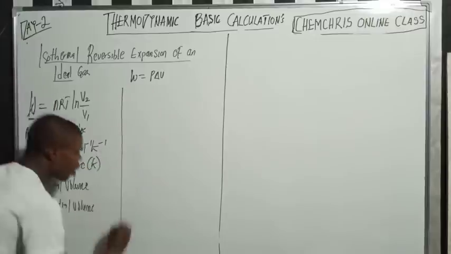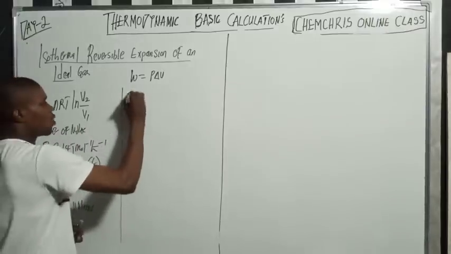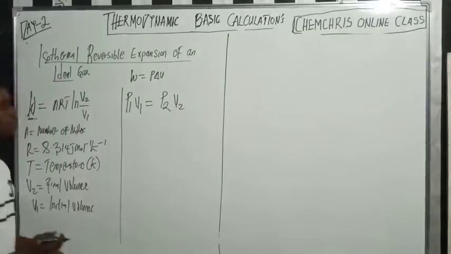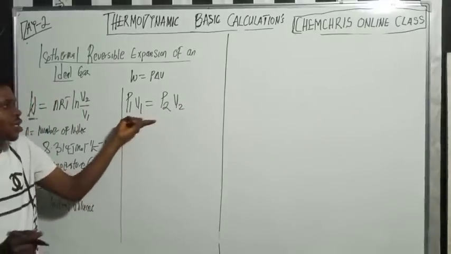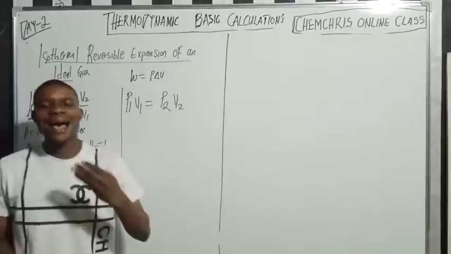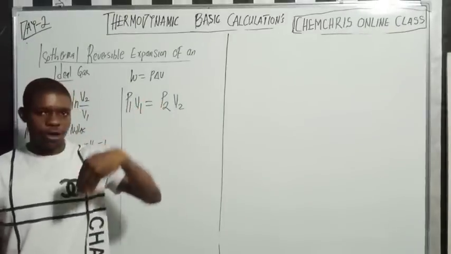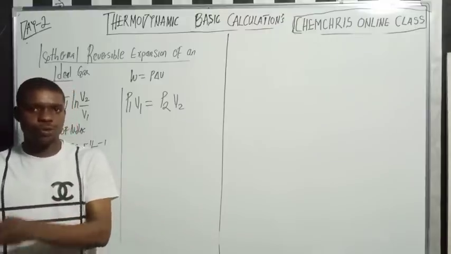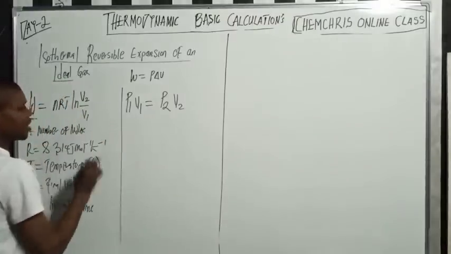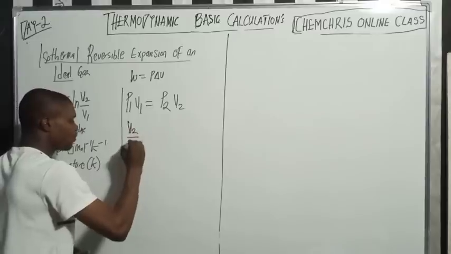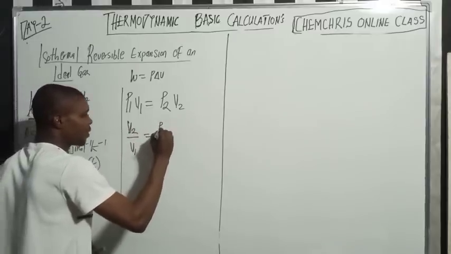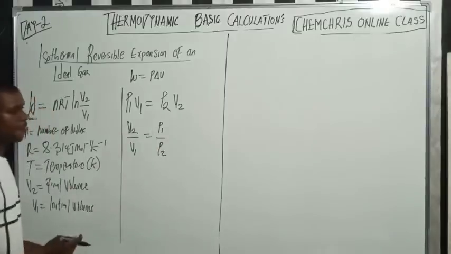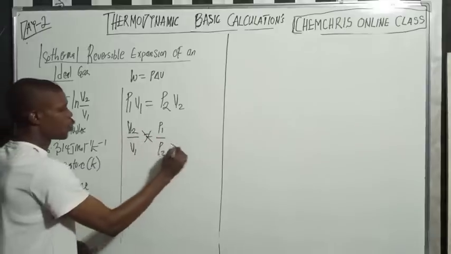Recall, in Boyle's law, we know that P1 V1 equals P2 V2, right? This is Boyle's law. In Boyle's law, as pressure increases, volume decreases; volume is inversely proportional to pressure. So if we rearrange it here, you have V2 over V1 equals P1 over P2. It's okay. Now, this one is also the same as this other one here, because if you cross multiply, you go back to this.